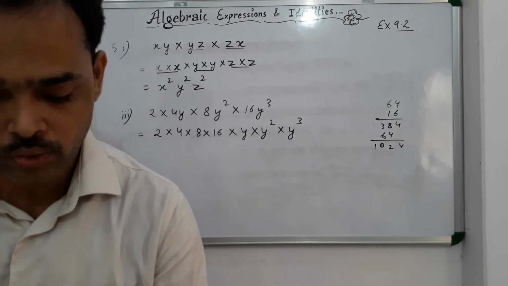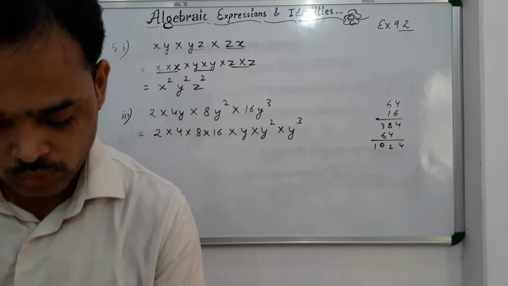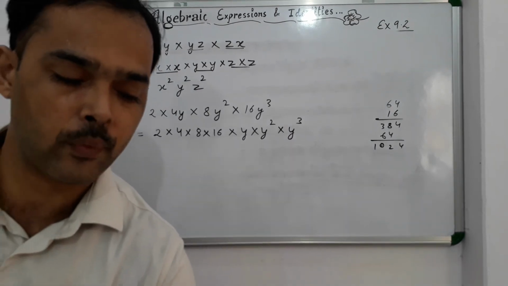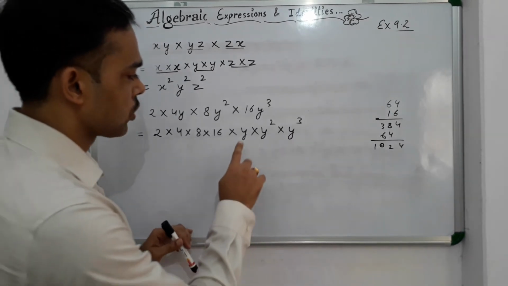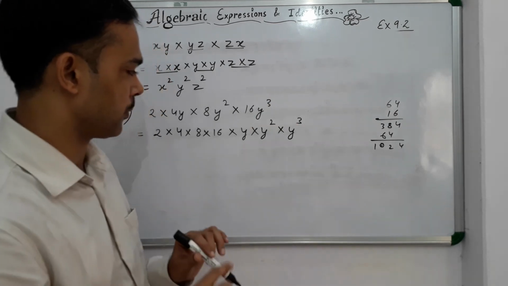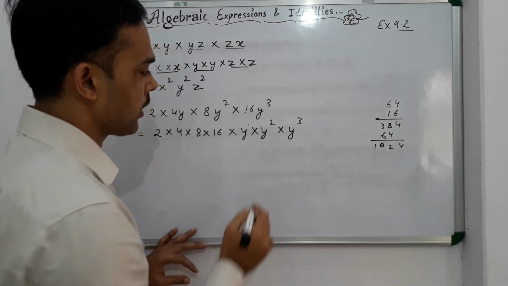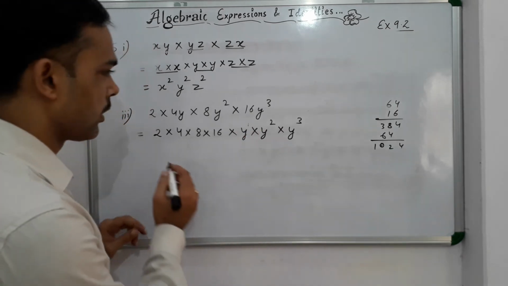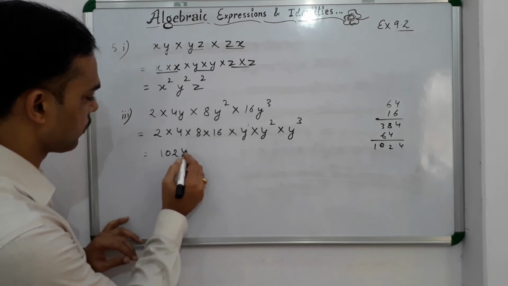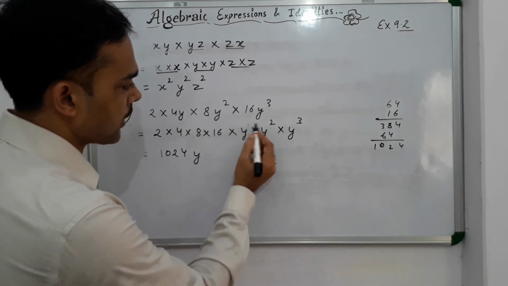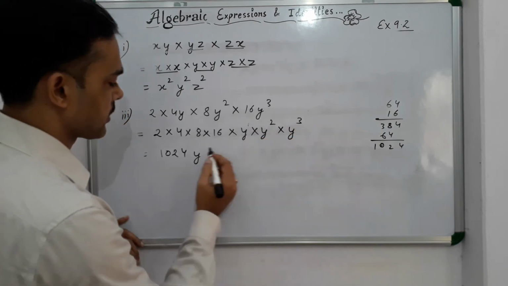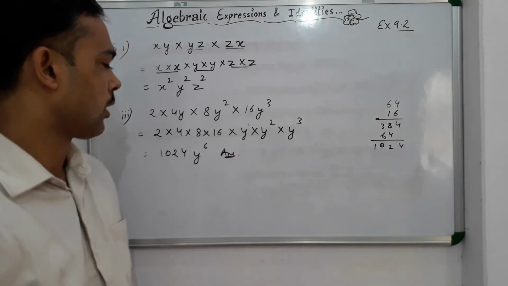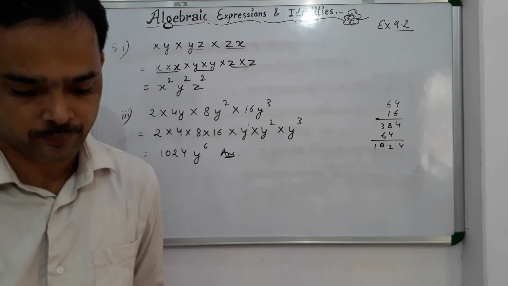Now let us move on to the variables. When you see the variables, you observe all of them have y over here. So y into y square into y cube. If there is nothing, it means it is 1. You know that exponents will be added since the base is the same and they are getting multiplied. So 1 plus 2 is 3 and 3 plus 3 is 6. In this manner you get 1024 y raised to the power 6.